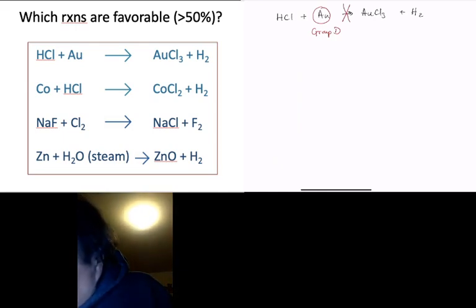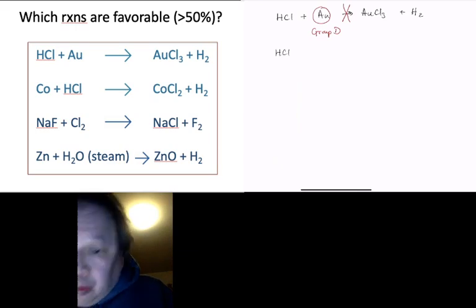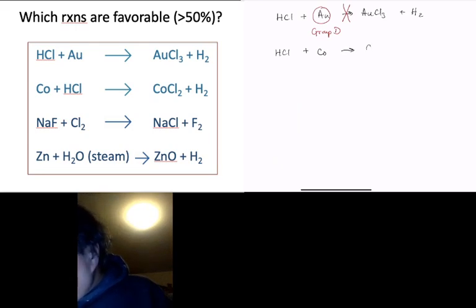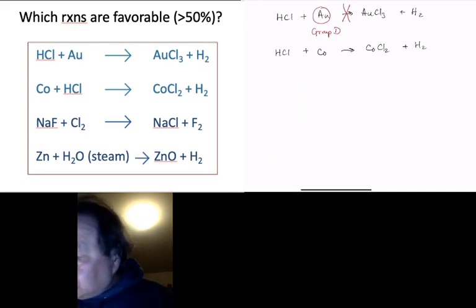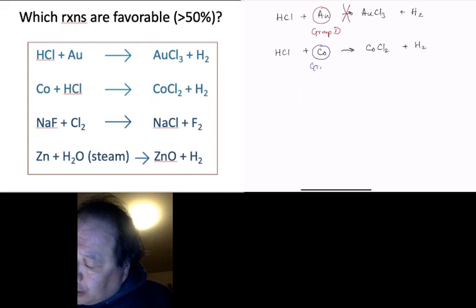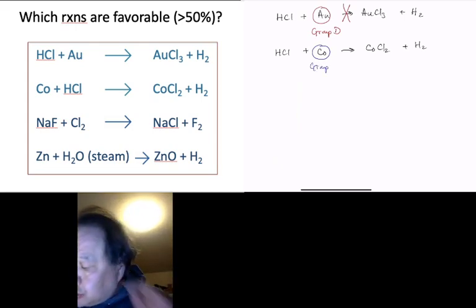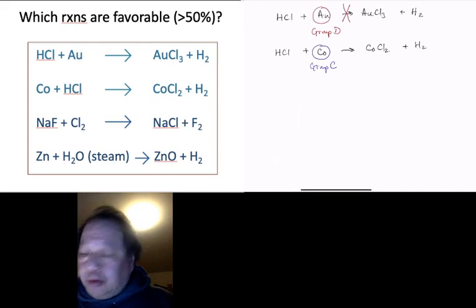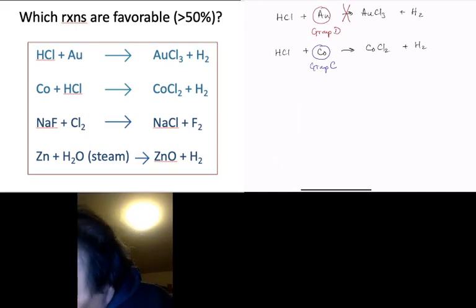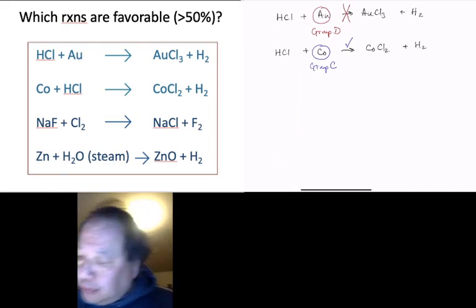We can try the same problem now. HCl, the second problem, plus cobalt. Does this reaction occur? CoCl2 plus H2. And again, the key question is, where is cobalt in the series? And cobalt belongs to group, put it in chat if you remember, cobalt belongs to group C. And group C means they will react with acid but not water. So yes, the reaction does occur.